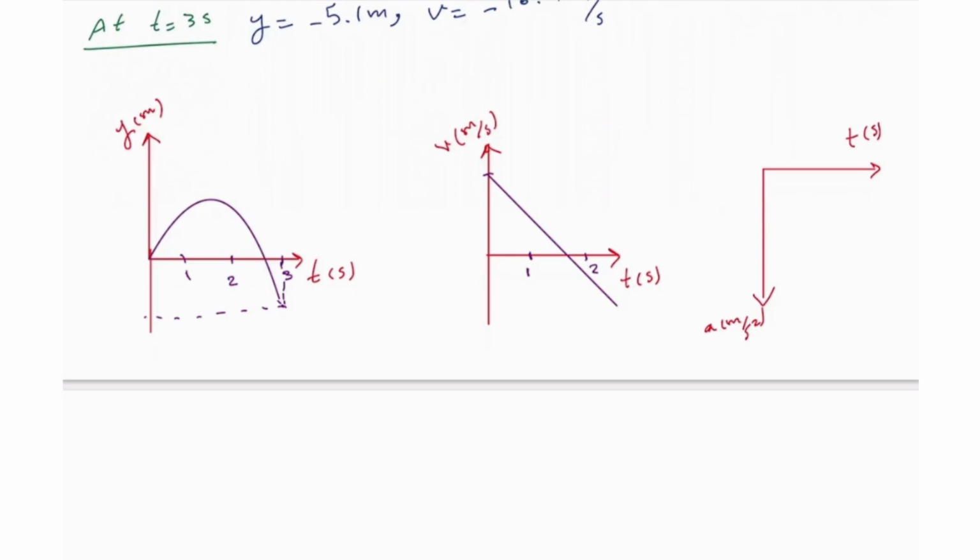For acceleration, we know that the acceleration is constant and it is negative 9.8 meters per square second, so this is just a straight line. So this is about 10, negative 10, and this is negative 9.8 meters per square second.